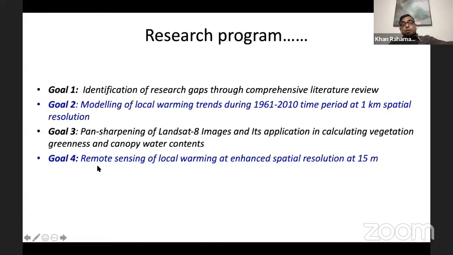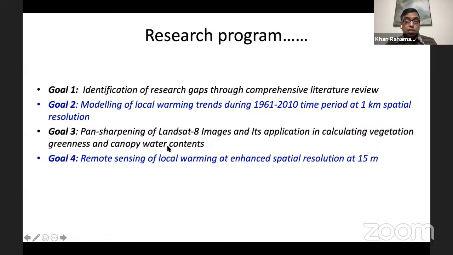Now, I divided the research program into 4 different parts. The first part was to identify the gaps, which I did in about 3 to 4 months. After that, I picked up modeling of local warming using 1961 to 2010. That time period is 50 years.